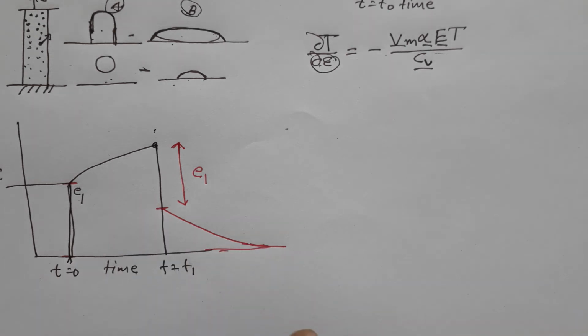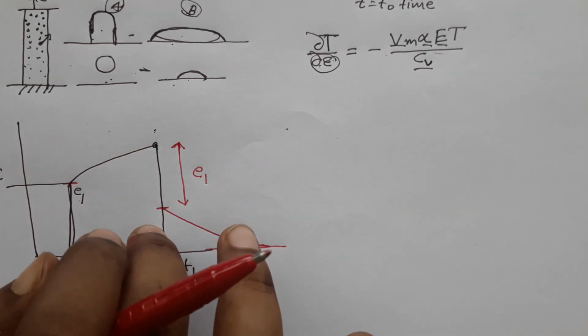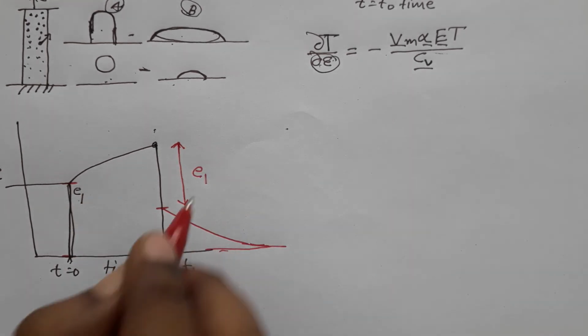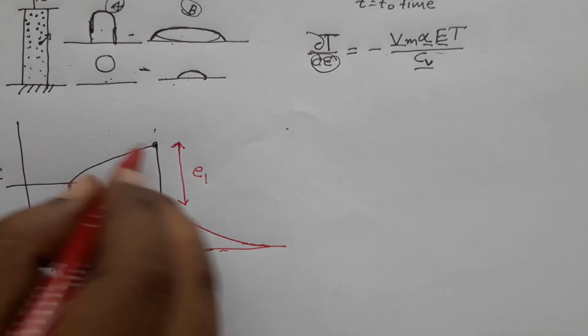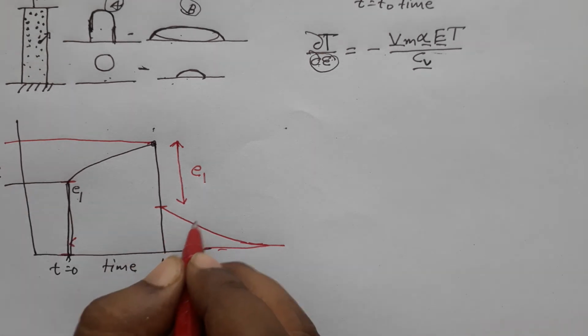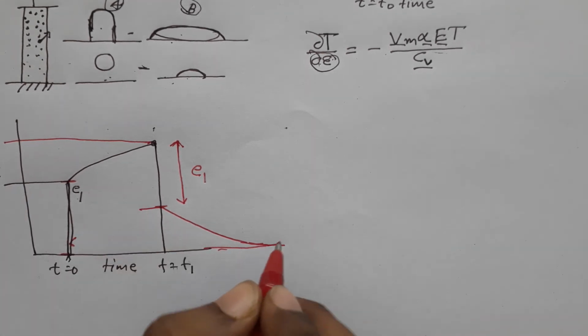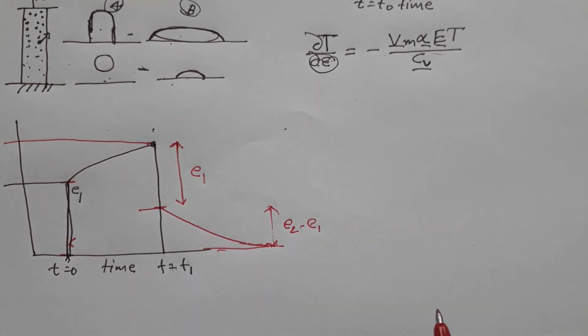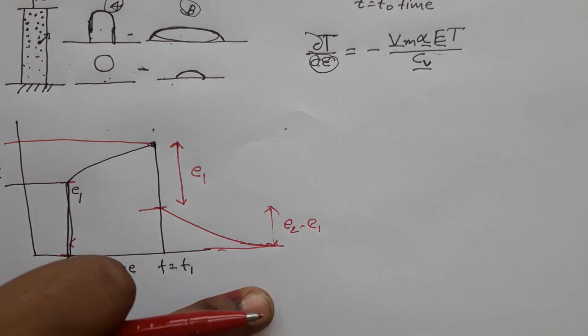Okay. So, this is what will happen. A sudden unloading will cause an instant strain recovery of E1, and then a certain amount of strain, which is your complete strain, let us say E2. So, from here to here, this much amount of strain is E2 minus E1. Okay. So, this effect is coming purely because of the time effect.